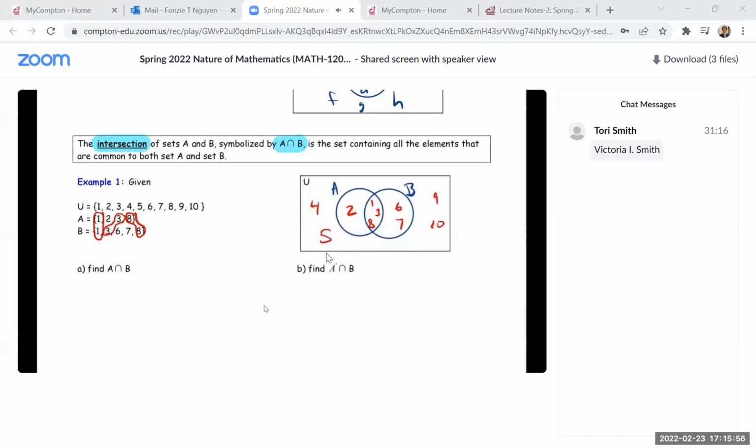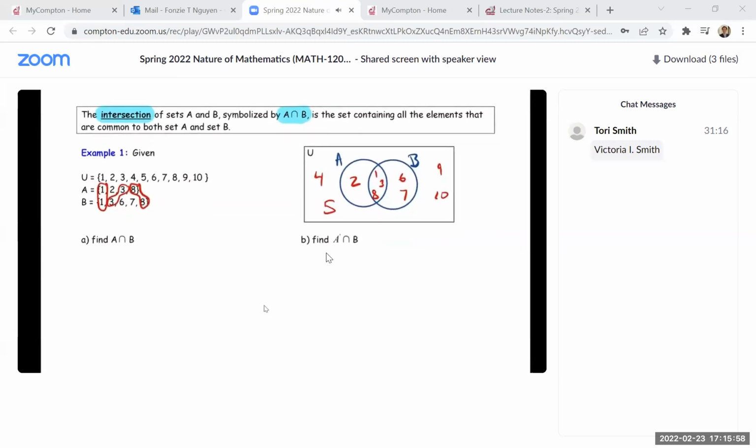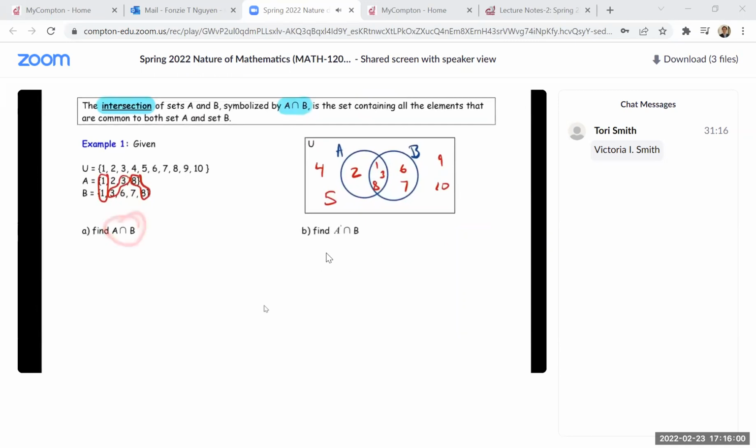All right, so that's the first part. Now we can find the intersection. Anybody know what the intersection would be? I'm just gonna take a guess. 1, 3, 8. Yeah, very good guess. Yep, 1, 3, 8. That's the intersection. All right, now they want the intersection, but they want the intersection of the complement.